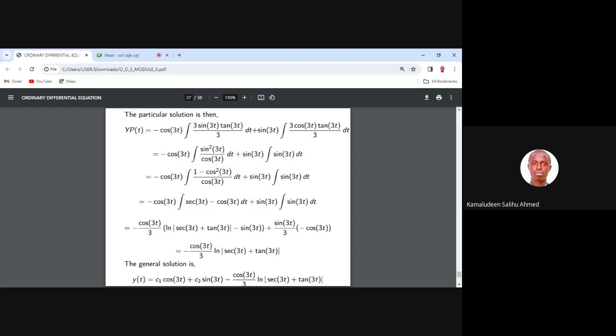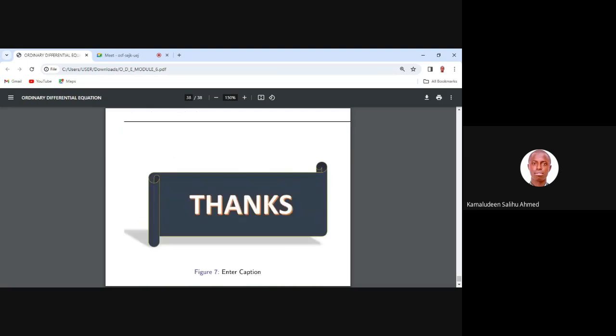So maybe our revision in our next class or after the midterm examination will be some examples again under this variation of parameter, because I only bring only one example here. So the next slide is this.